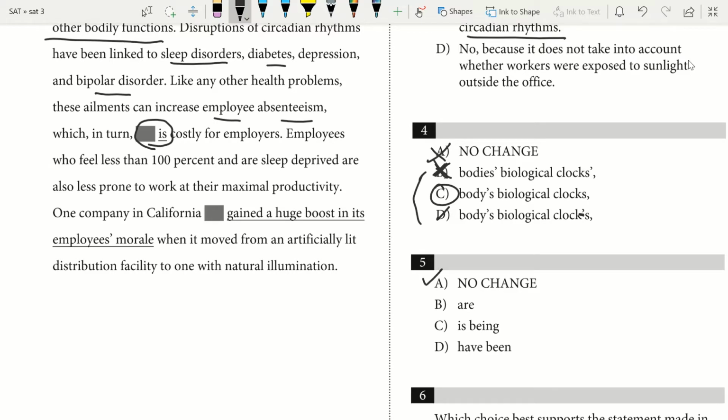Now I'm going to look for grammar, right? So what if I plugged in are, is being, or have been for that word? Let's see if it makes sense in any of the cases. Like any other health problems, these ailments can increase employee absenteeism, which in turn are costly for employers? No. Employee absenteeism is costly for employers. Not is being and not have been. It is. So our answer is going to be A.